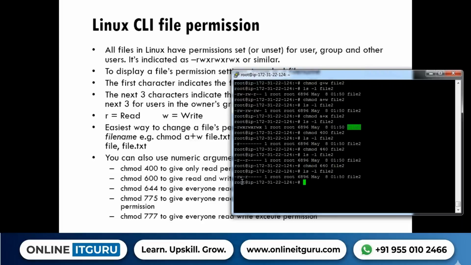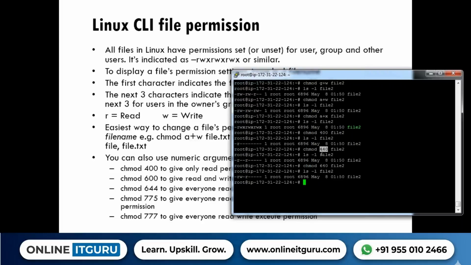In this way, you need to add these numbers: 4, 2, 1. 4 is read, 2 is write, and execution is the number 1. In this way, you can add numbers one by one here, and the file permission will be changed. You only need to use 3 numbers here. The first number displays the owner's permissions, the second displays the group permissions of the specific file, and the last number shows the permissions for others.